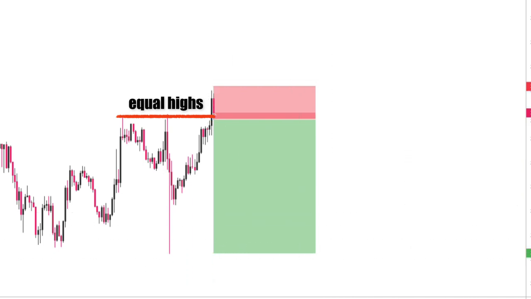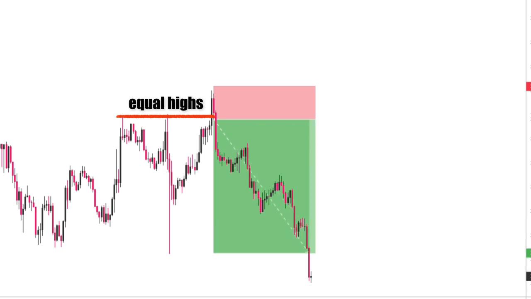Equal lows work the same way in reverse. After a down move loses strength, price begins to base. Multiple lows form at the same level. This looks like support. Long positions build. Stops sit just below the lows. That area becomes sell-side liquidity. Price is driven below the lows. Those stops are triggered. Liquidity is collected, and then price reverses higher.